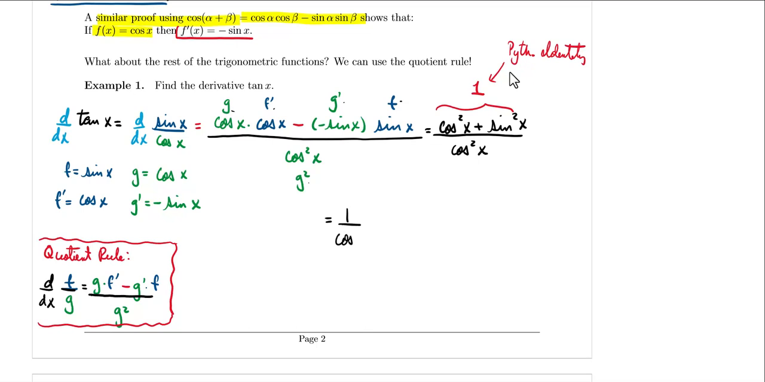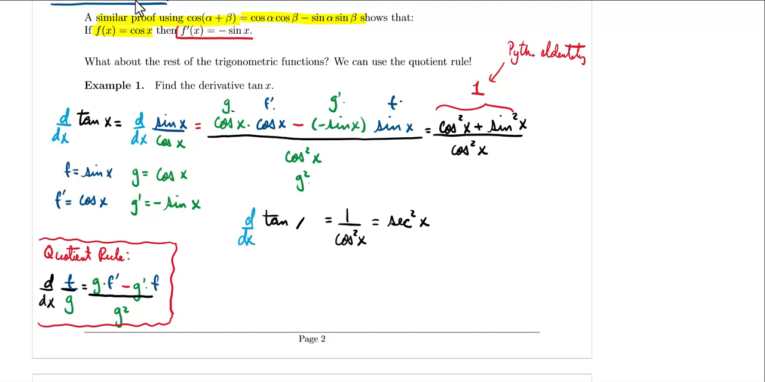The thing is, I also recognize the 1 over cosine squared as another trig function. Remember, the 1 over cosine is exactly the same thing here as the secant function. So 1 over cosine squared then is the secant squared of x. And there we go. We've come up with a nice form of the derivative for the tangent function.